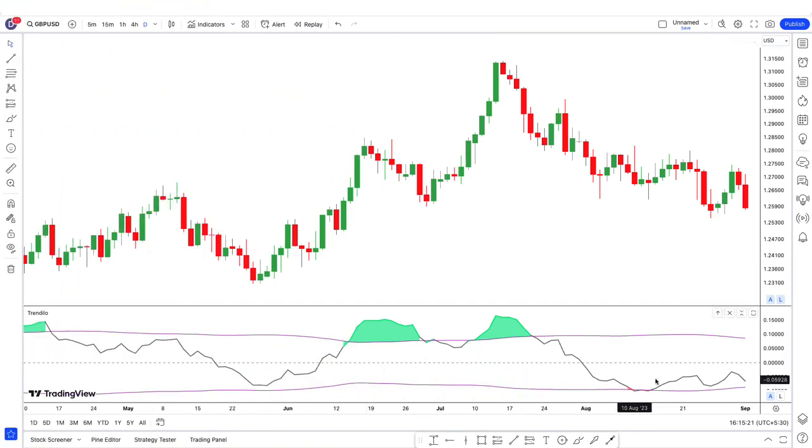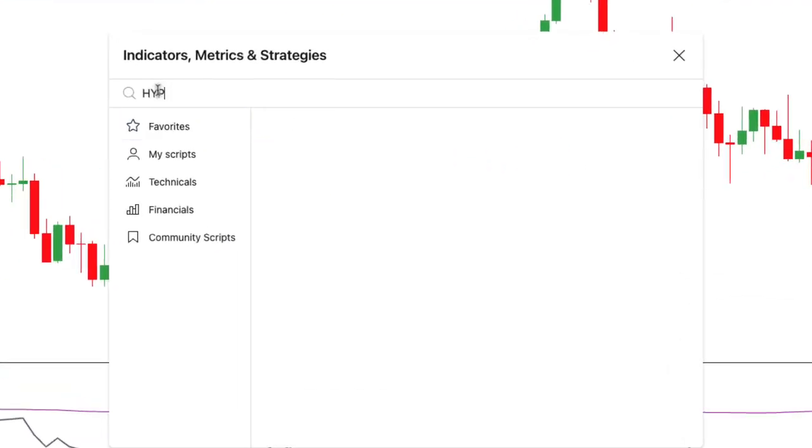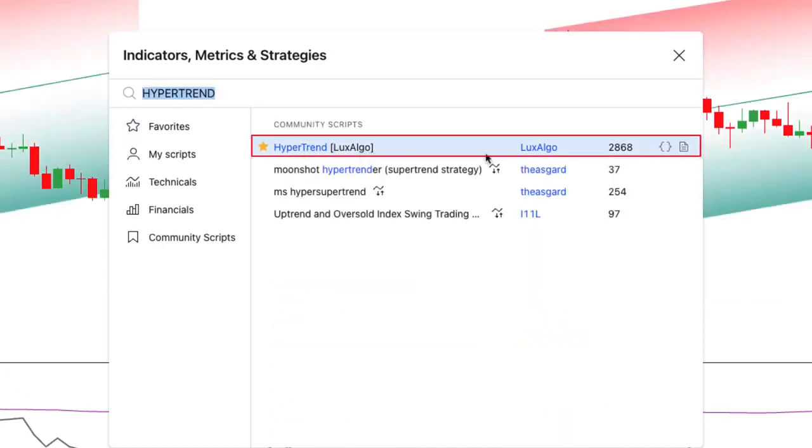For our strategy, we will require the addition of another free indicator to our chart. Navigate to the Indicators tab and search for Hypertrend, specifically the one developed by LuxAlgo. Proceed to click on it to add it to your chart.